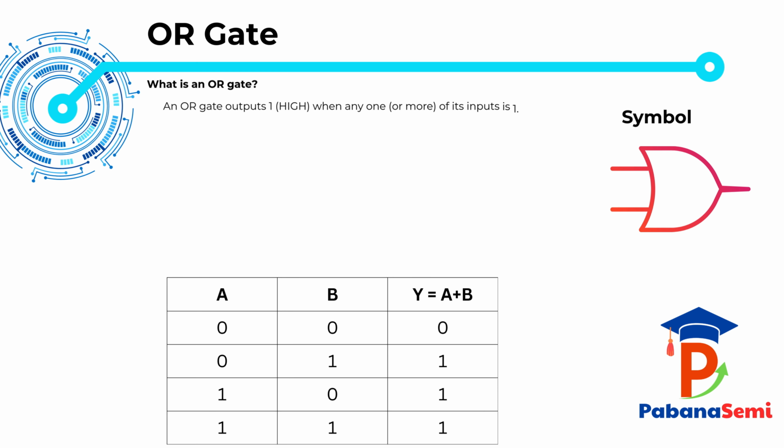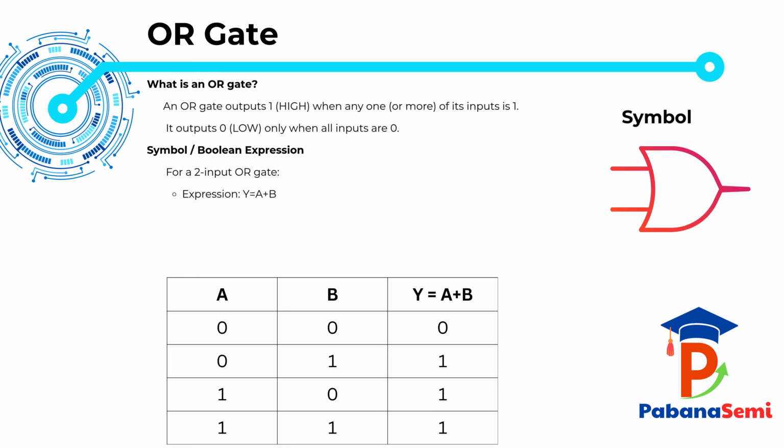Next, let's understand the OR gate, another fundamental logic gate used in digital circuits. An OR gate produces an output of 1 or high when any one or more of its inputs is 1. It produces an output of 0 or low only when all inputs are 0. So, you can think of OR as a gate that checks whether at least one condition is true.